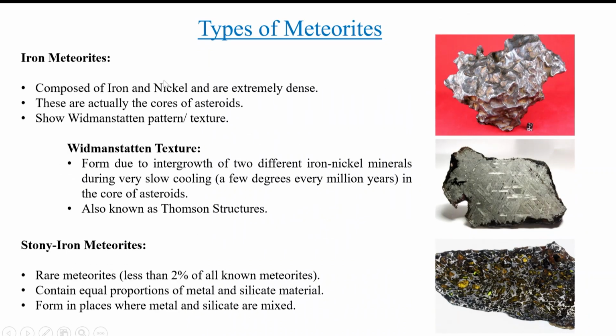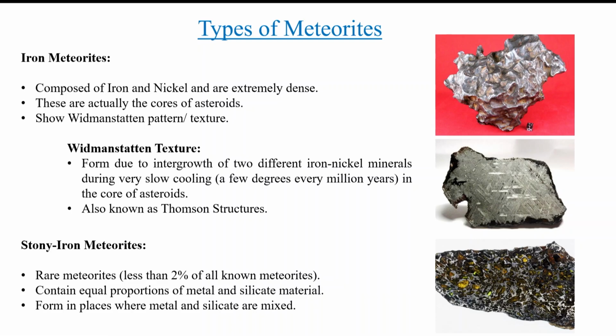Looking at a different category, meteorites that are classified as iron meteorites. As the name suggests, they are composed of iron and nickel and are extremely dense. They represent the cores of asteroids, and sometimes there is a very beautiful structure exhibited by these iron meteorites, known as the Widmanstätten pattern, texture or structure. Widmanstätten texture forms due to the intergrowth of two different iron-nickel minerals during very slow cooling. They are also referred to as Thomson structures.